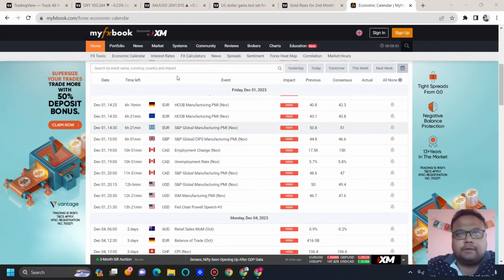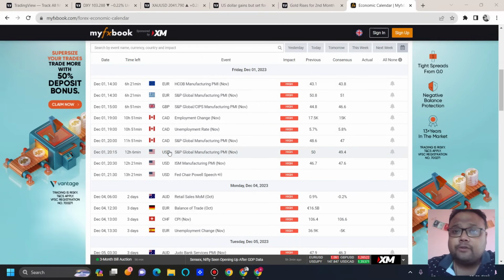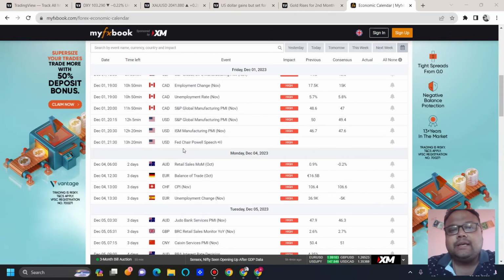If you look at the economic calendar, yes, we have some news in the US session. You can see here we have manufacturing PMI that will bring some volatility. PMI doesn't have the strength and potential to change the direction of the market. But you can see here Fed Chair Powell's speech. This may be tricky, so be careful at the time of the speech.